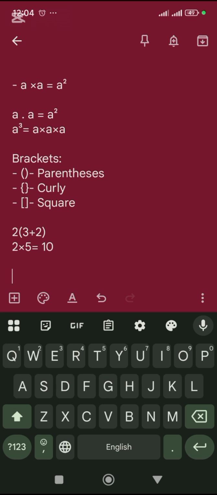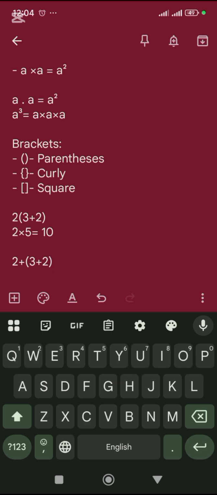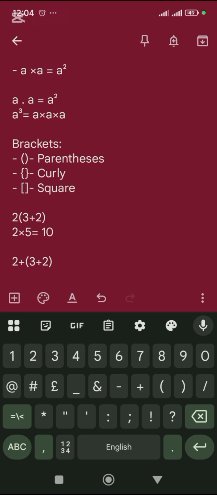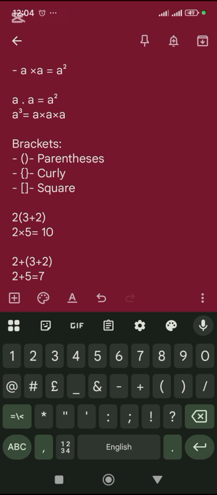However, when you have something like this, the same question, 2 open bracket 3 plus 2 close bracket, this is different because you see now that there is an operation before the bracket, and so this will be 2 plus 5, and that would be 7. After resolving what is in the bracket, you can add the operation there.